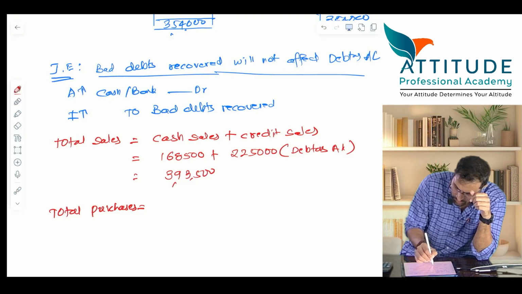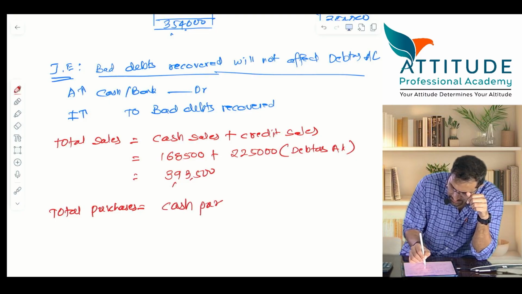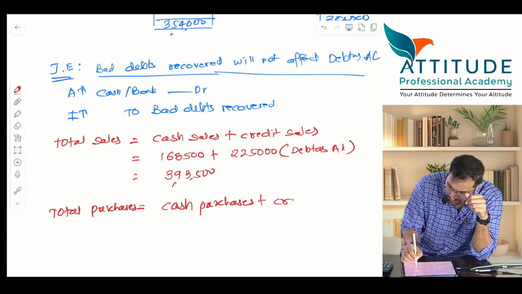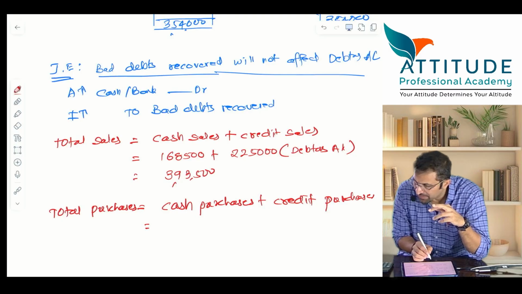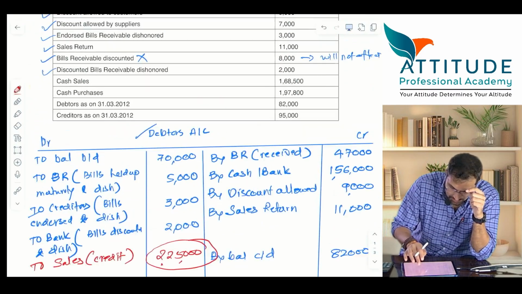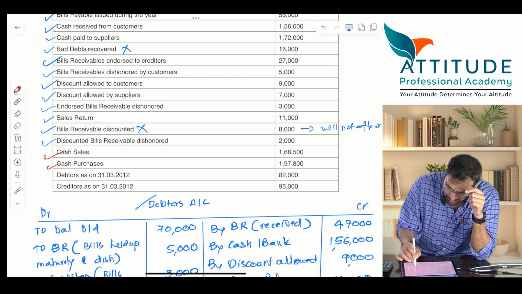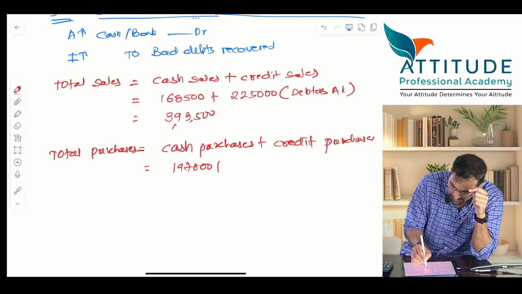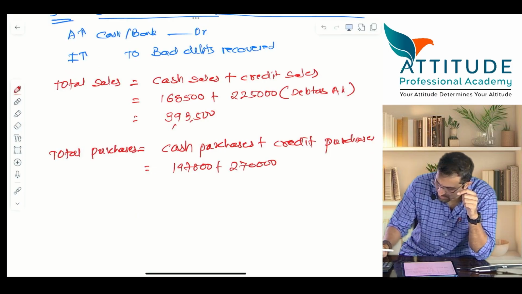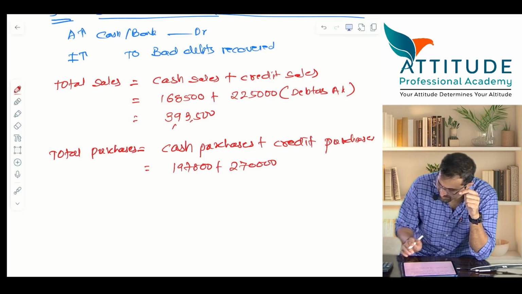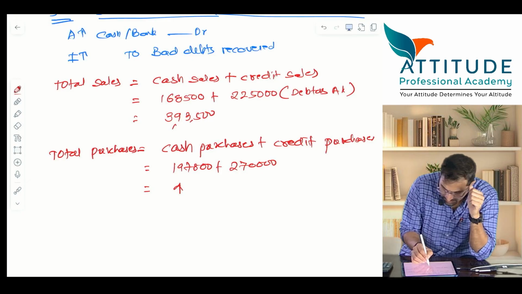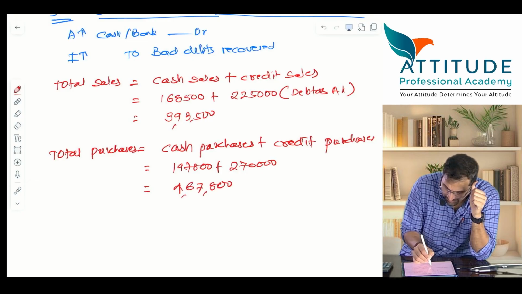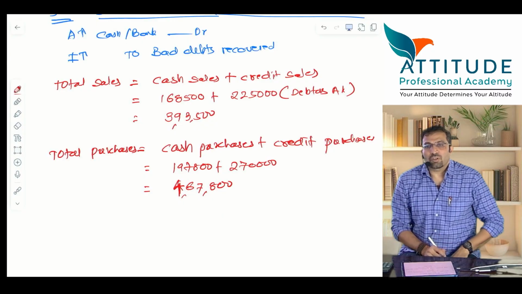Now tell me what are the total purchases. Total purchases is equal to cash purchases plus credit purchases. What are the cash purchases given in the sum? It is given: cash purchase 1,97,800, plus 2,70,000, which will give you 4,67,800. That is the answer. All of you got it?